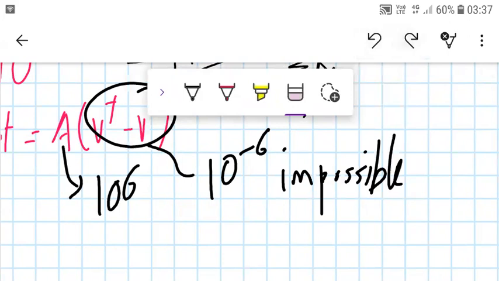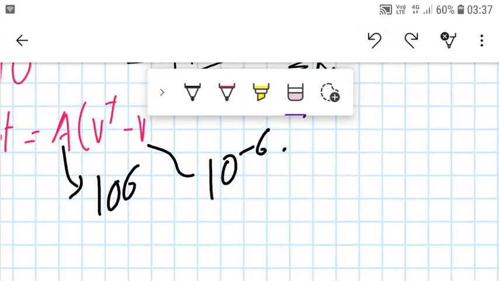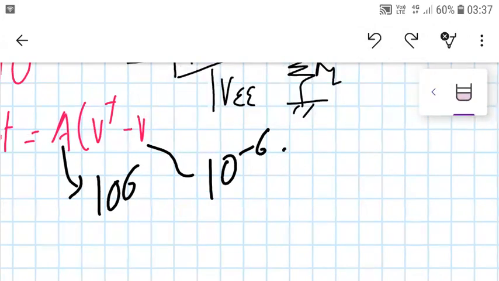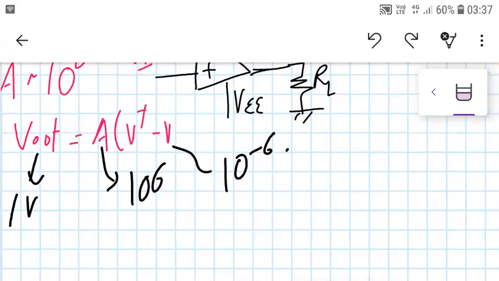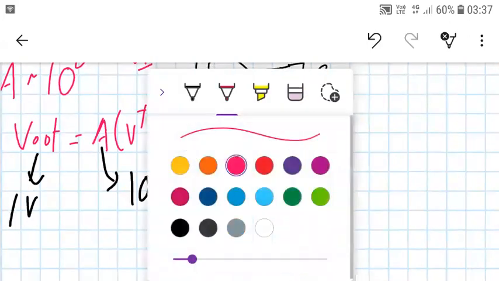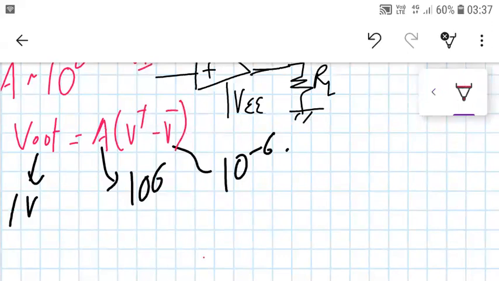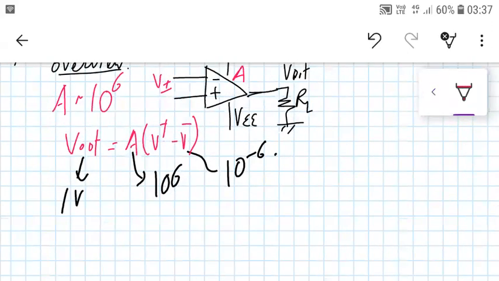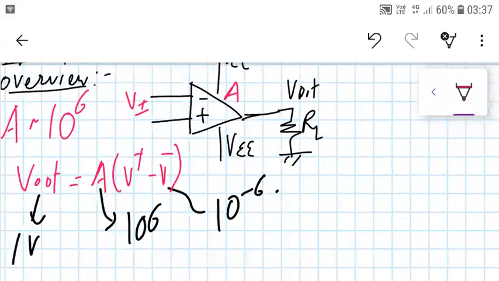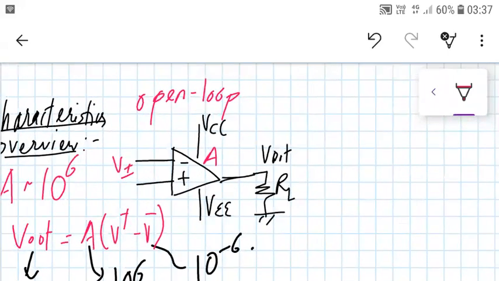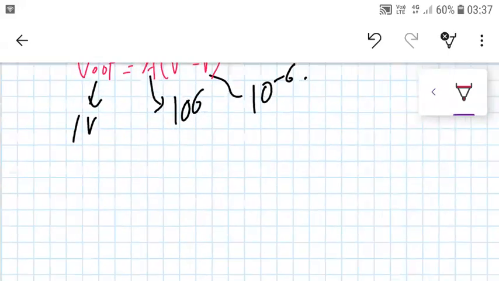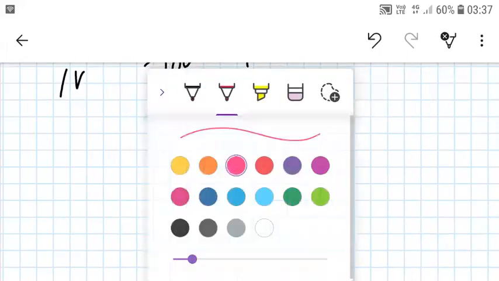Unreliable basically, we can call it. Getting such a rare combination of so little difference in the inputs is very rare. So basically we don't follow this approach. We use the op-amp in closed loop configuration, and let's try to plot the characteristics now for the op-amp.